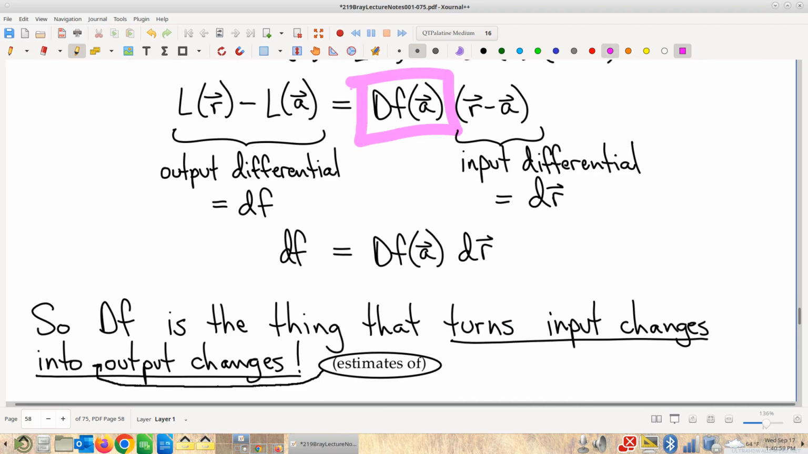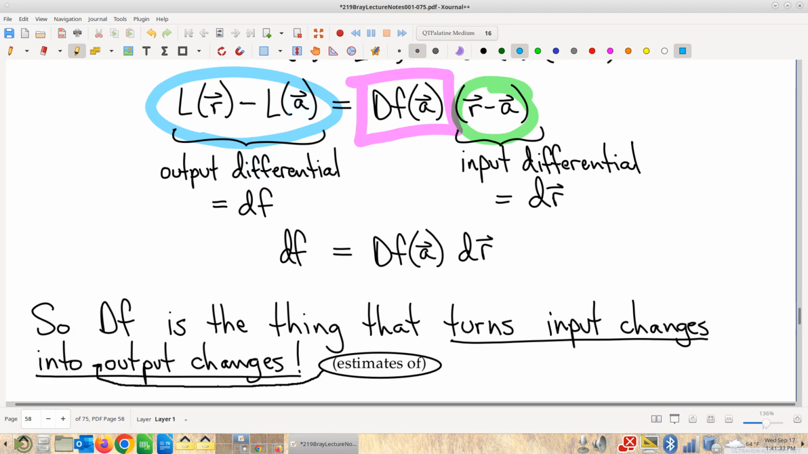The derivative matrix you can now view as taking how much you're changing the input, and df multiplies by how much you're changing the input to result in a linear estimate of how much that changes the output. So this df thing, whatever it is, turns input changes into output changes. That's our cornerstone point of view on what a derivative is.